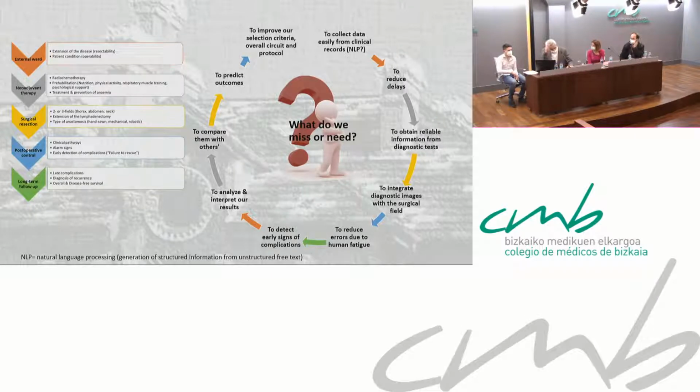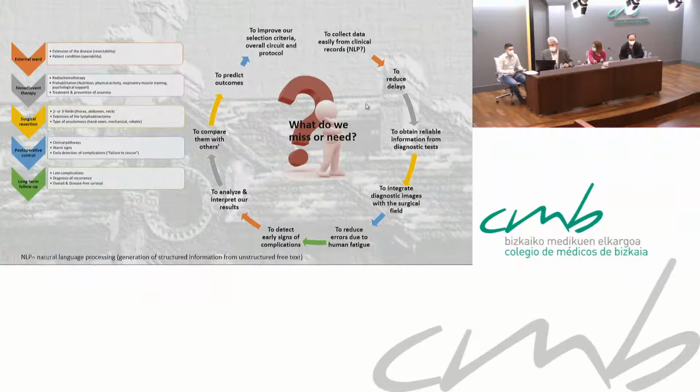Okay, so I tried to put all this information together just to know what we miss or what we need. Of course, the first problem is how to collect data easily from clinical records. We have a lot of text from a lot of specialists when we face one of these patients. It's not easy at all to select the information we need to follow up these patients. We need to reduce delays. The patient is going from one specialist to another, having images, going to perform a CT scan, then the PET, then an endoscopy and a lot of things.